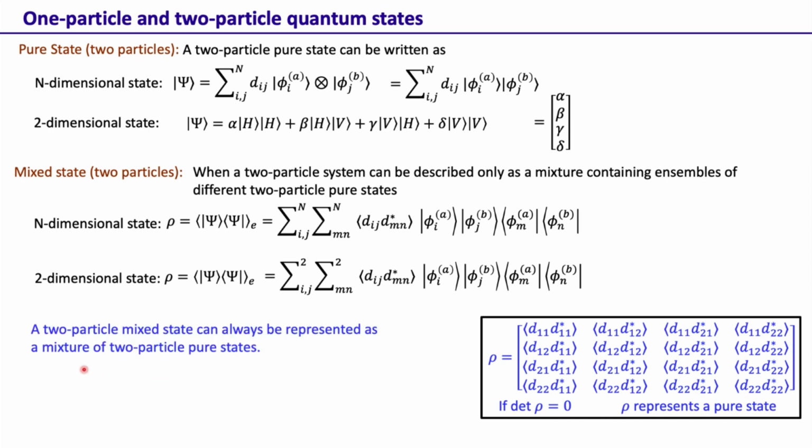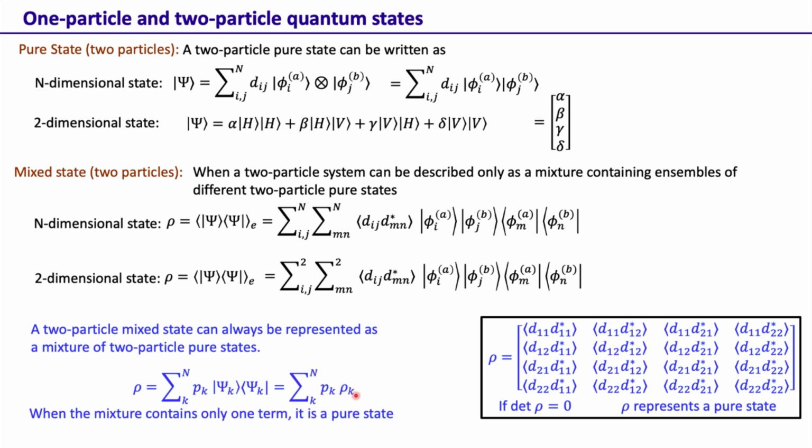Now just like a one particle state, a two particle mixed state can also always be represented as a mixture of two particle pure states. So we can write it like this summation, where psi k are this rho k, which are the individual pure states. When this mixture contains only one term, that's a two particle pure state. So this math works exactly the same as we do for one particle. It's just that we do this in a 4-dimensional space rather than in a 2-dimensional space.